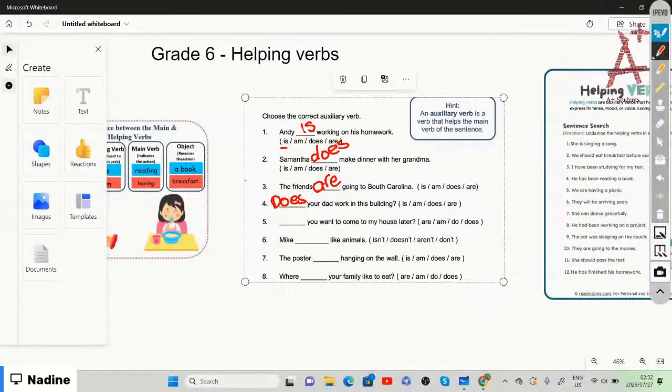All right, we need to choose one of these words. ___ you want to come to my house later. So are you want to come to my house later? Am you want to come to my house later? Do you want to come to my house later? Or does you want to come to my house later? If we were to choose the base one, we would say it is do you want to come to my house later?